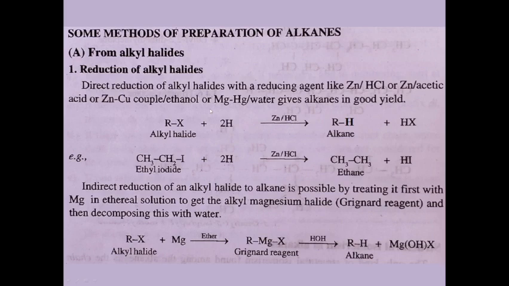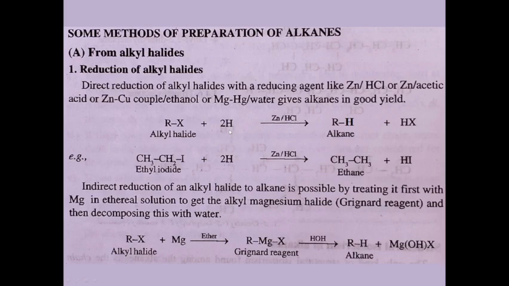Okay, so all these are prepared from alkyl halides. So alkyl halide reacting with zinc in HCl, the reduction is taking place. Reduction means addition of hydrogen, and then we get alkane. Okay, and if we take ethyl iodide as an example, reduction is taking place with zinc in HCl, and then we get ethane. Okay, so just replace the iodine, and hydrogen is added to it. Reduction has taken place.